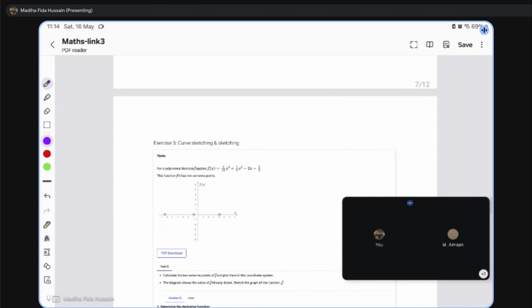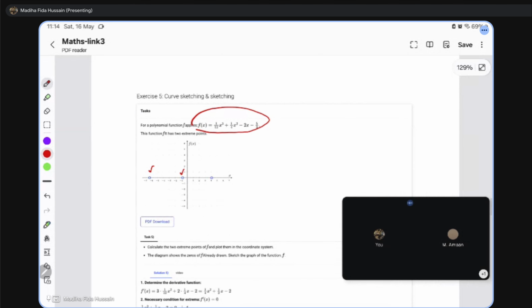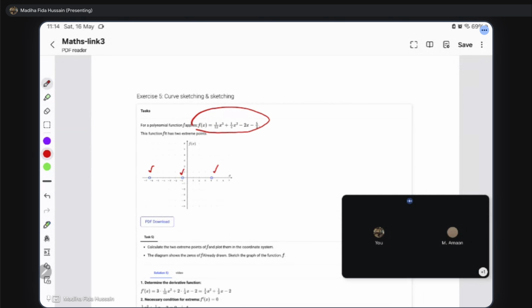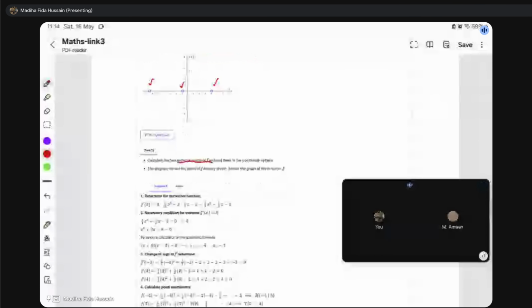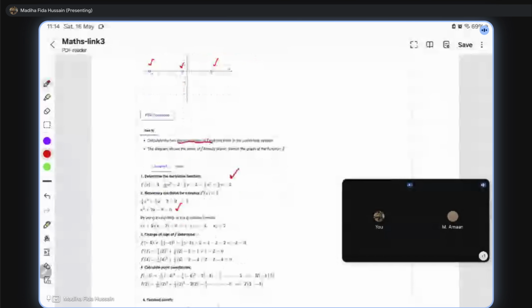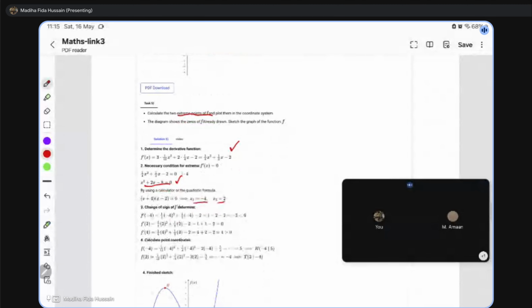So they give you the equation. They also give you the x-intercepts here, here, and here. They already give you that. So you take the derivative for the maximum or minimum. You have to take the derivative and then put the derivative equal to 0 and solve it by the PQ formula. You will get the answers negative 4 and 2.